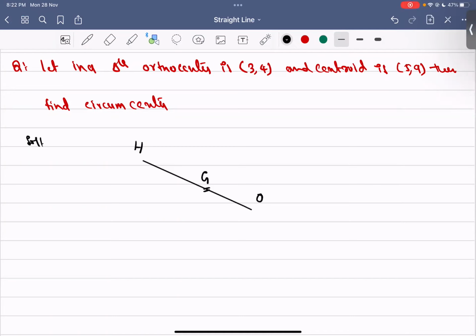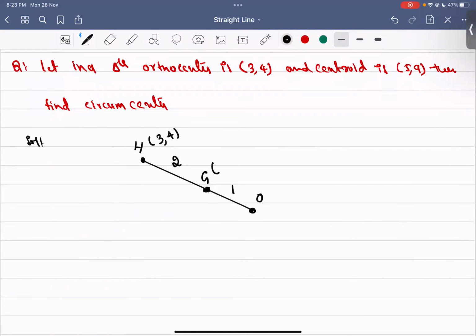So now this is the orthocenter, this is the circumcenter, and the centroid. Therefore, the centroid divides the orthocenter and circumcenter in the ratio 2:1. Already we have seen this one. So in the question, the orthocenter is given as (3, 4).